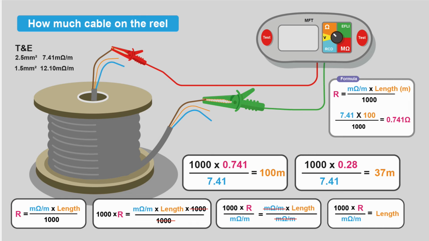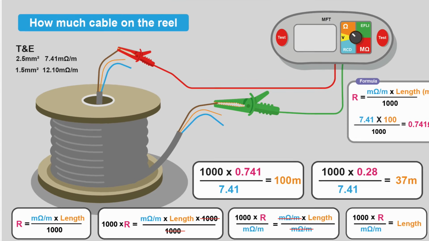So imagine if you had a job that required 2.5mm squared twin and earth, and you thought you might need about 25 metres. You've got a reel of cable in the back of your van. You're thinking, oh, do I need to buy a new reel of cable? Well, I've got enough here. We can do an end-to-end resistance test and work out how much cable's on the reel.